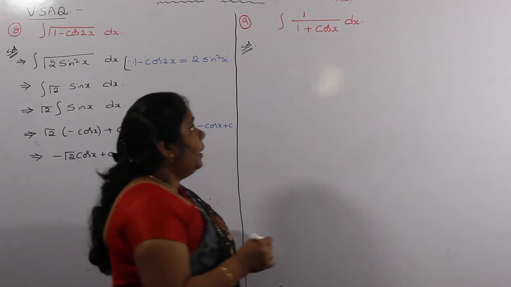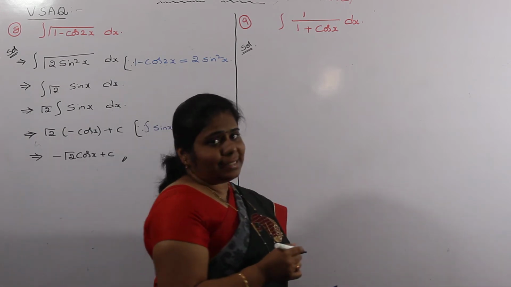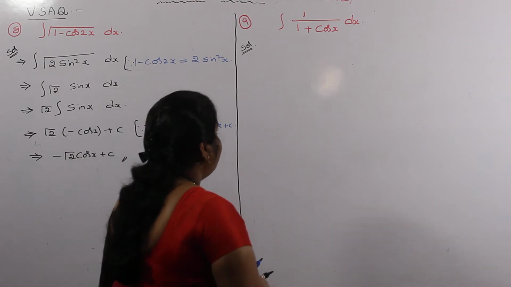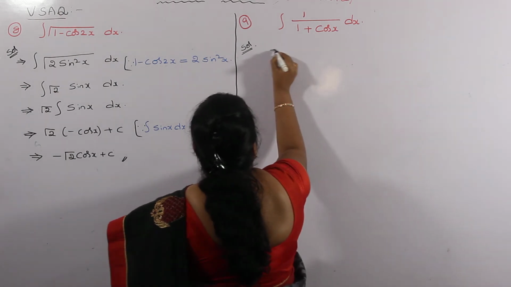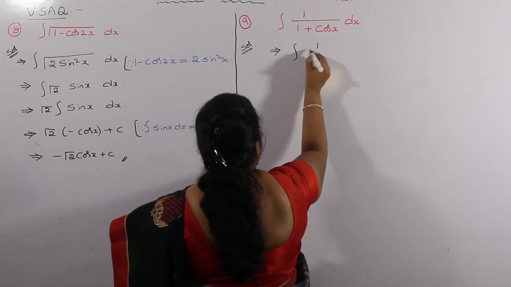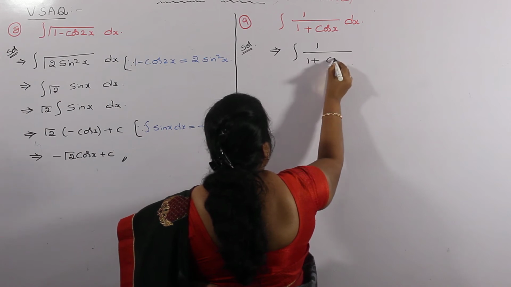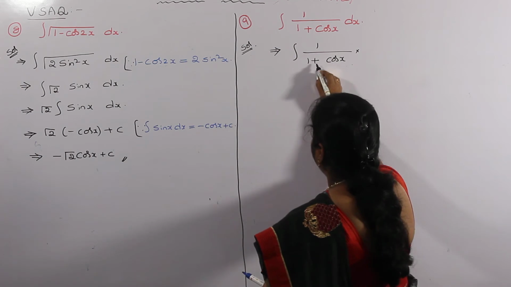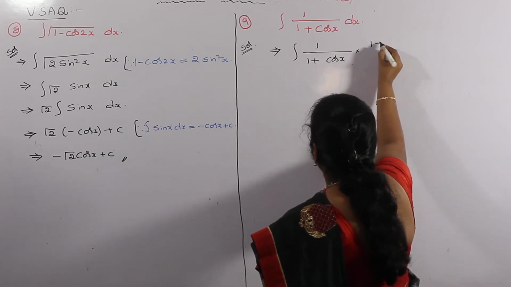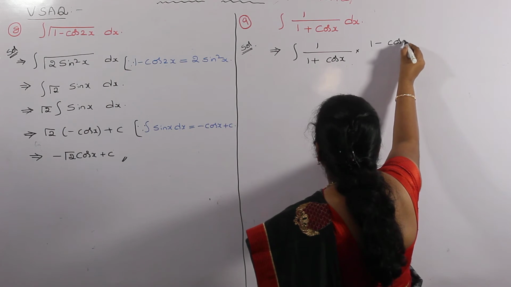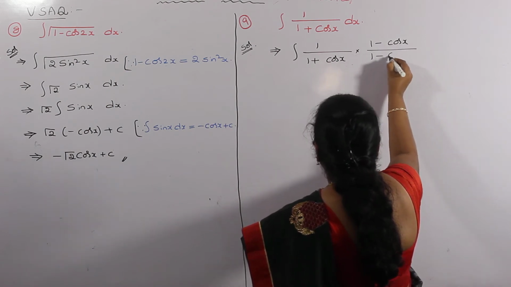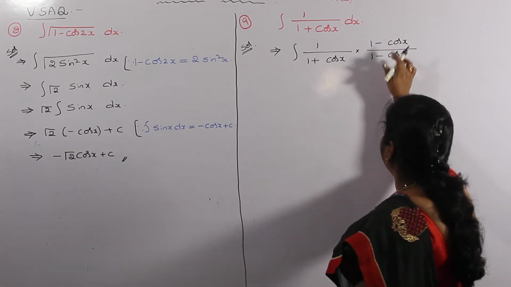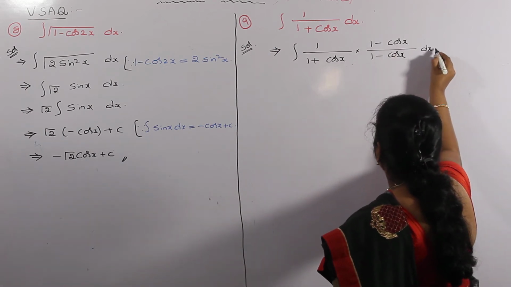Next problem. Integral of 1 by 1 plus cos x dx. In this problem we take the rationalization. What is the rationalization? Rationalization means multiply and divide with the denominator term. Here we have a plus, so we take it with minus: multiply and divide with 1 minus cos x by 1 minus cos x, into dx as it is.